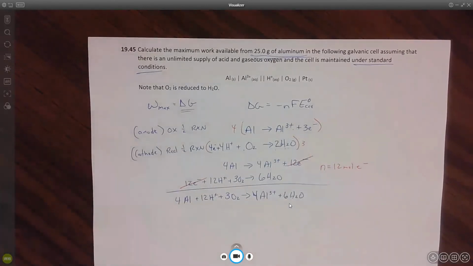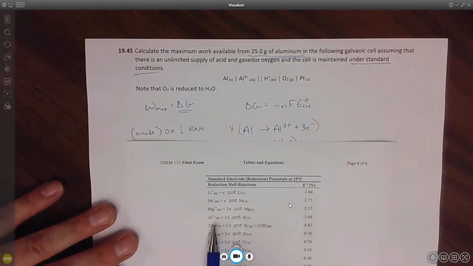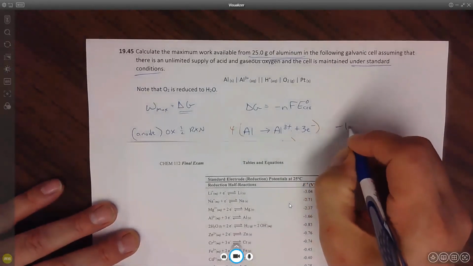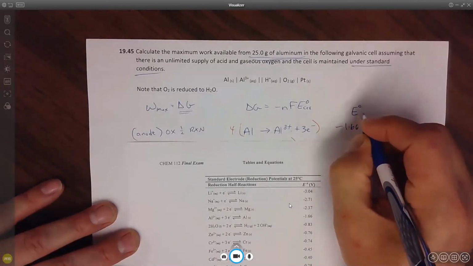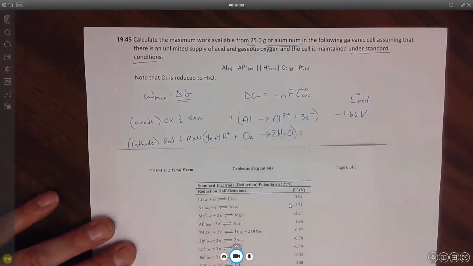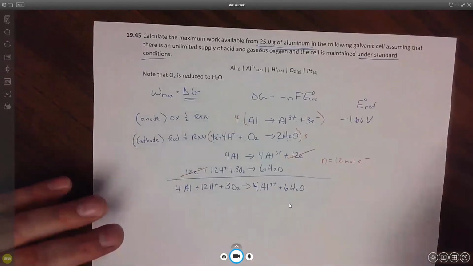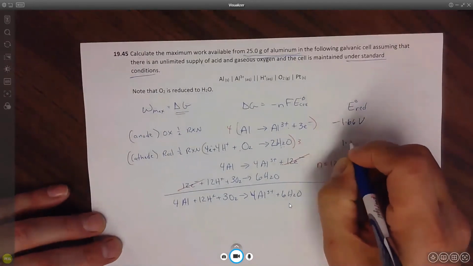And you're just going to get those out of your tables. So this is the one for the exam, right? So there's the aluminum 3+, so that was negative 1.66 volts. And again, these are the standard reduction potentials. And then we need the oxygen going to water. So looking down this table, okay, that's not on this table, but it is in the table of chemical data, okay? So it is in the tables of chemical data, and when you look it up, it's 1.23 volts.